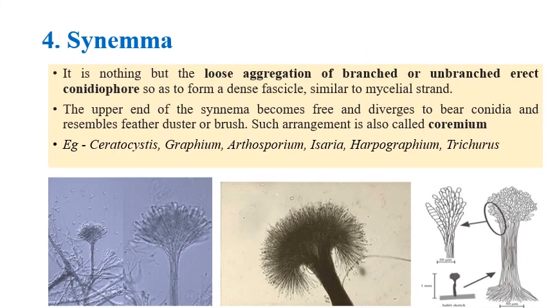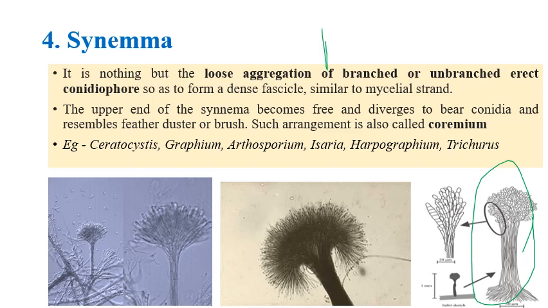The next one is synnema, we can also call it synnemata. It is very simple, it looks exactly like a tree, right? If you see the individual thing, that is a hypha, actually a conidiophore. An aggregation of branched or unbranched conidiophores forms this fascinating tree-like structure. This is called synnemata. In a definition, it is a loose aggregation of branched or unbranched conidiophores, all put together like this.